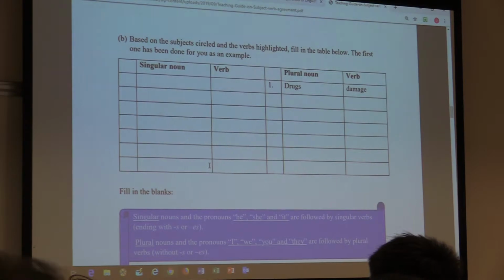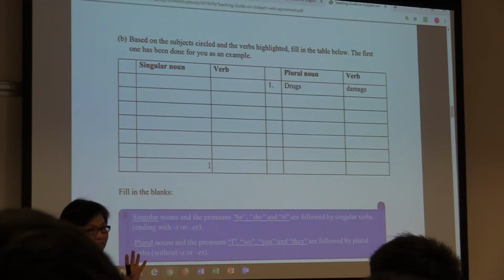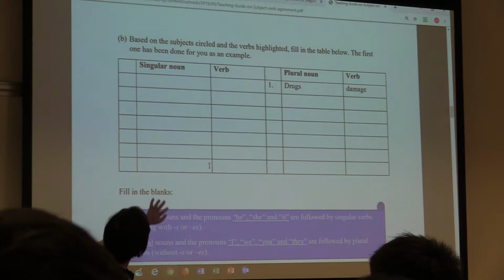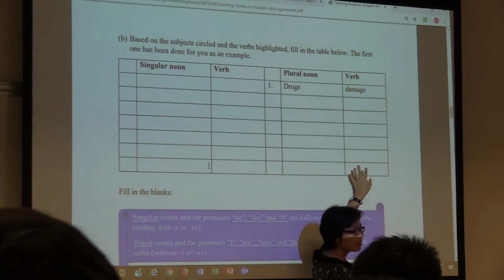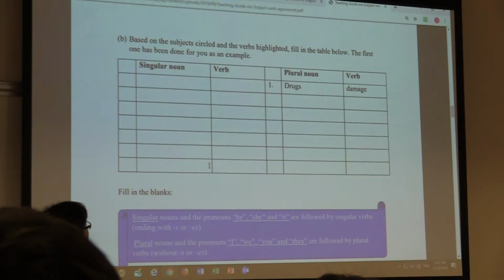Then they have to complete this table to help them understand the structure. Based on the subjects circled and the verbs highlighted, fill in the table below. The first one has been done for you. So drugs, damage: plural noun, plural verb; singular noun, singular verb.